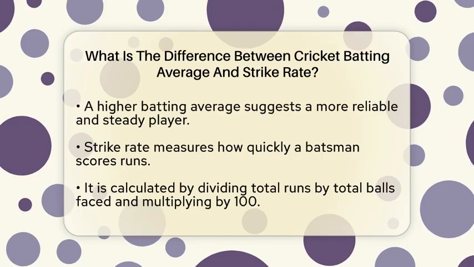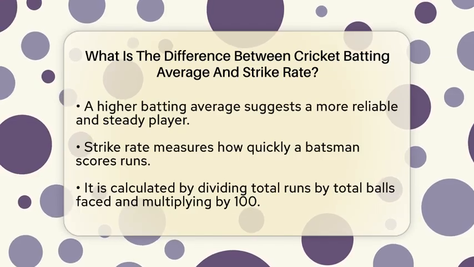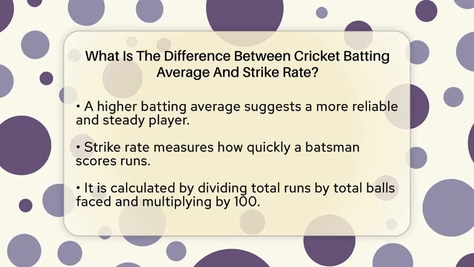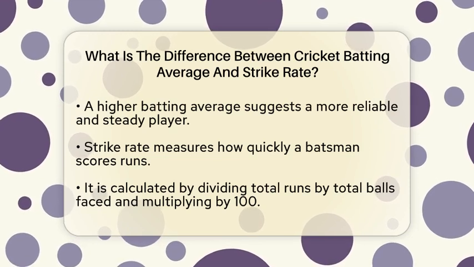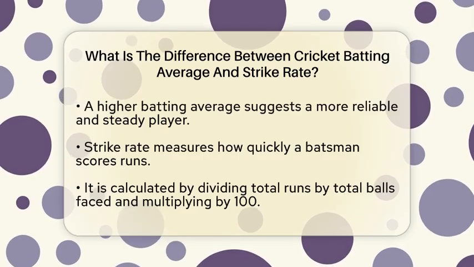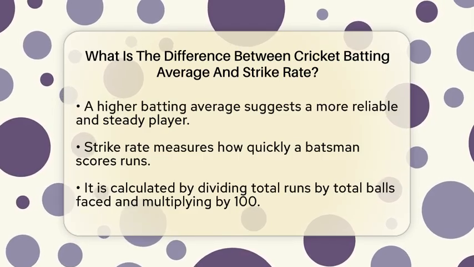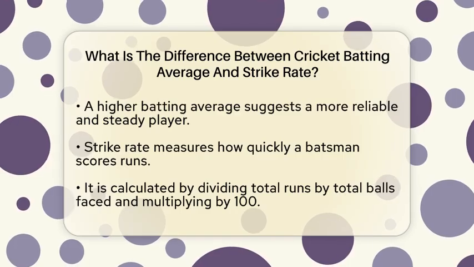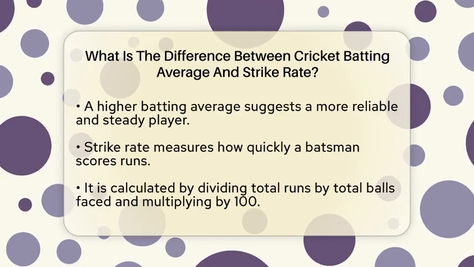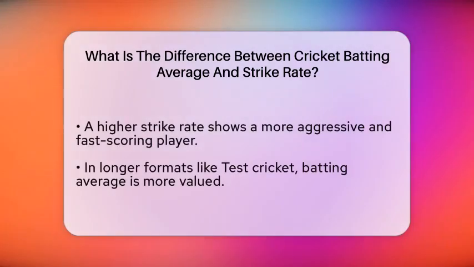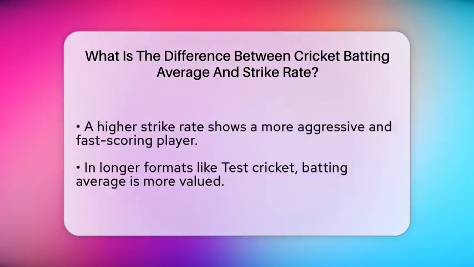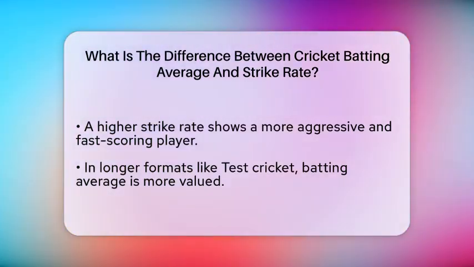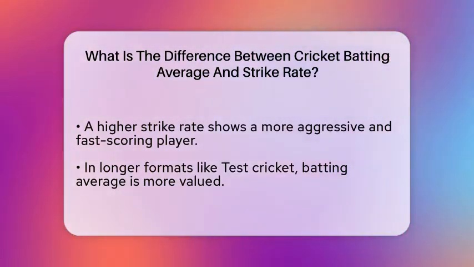Now the strike rate is a different story. It measures how fast a batsman scores runs. It is calculated by taking the total runs scored, dividing it by the total balls faced, and then multiplying by 100. For example, if a player scores 50 runs off 25 balls, their strike rate is 200. A higher strike rate means they score runs quickly, which is very useful in limited overs cricket like one-day internationals and T20 matches. In these formats, scoring fast can make the difference between winning and losing.